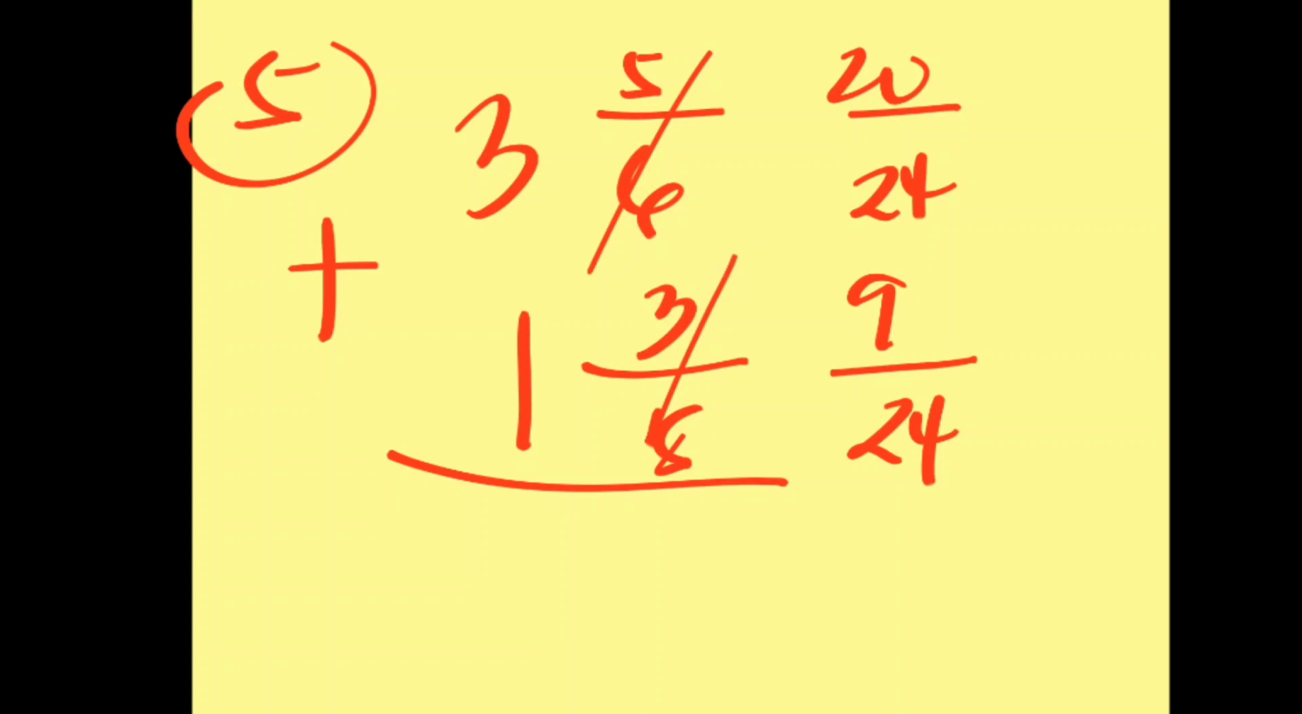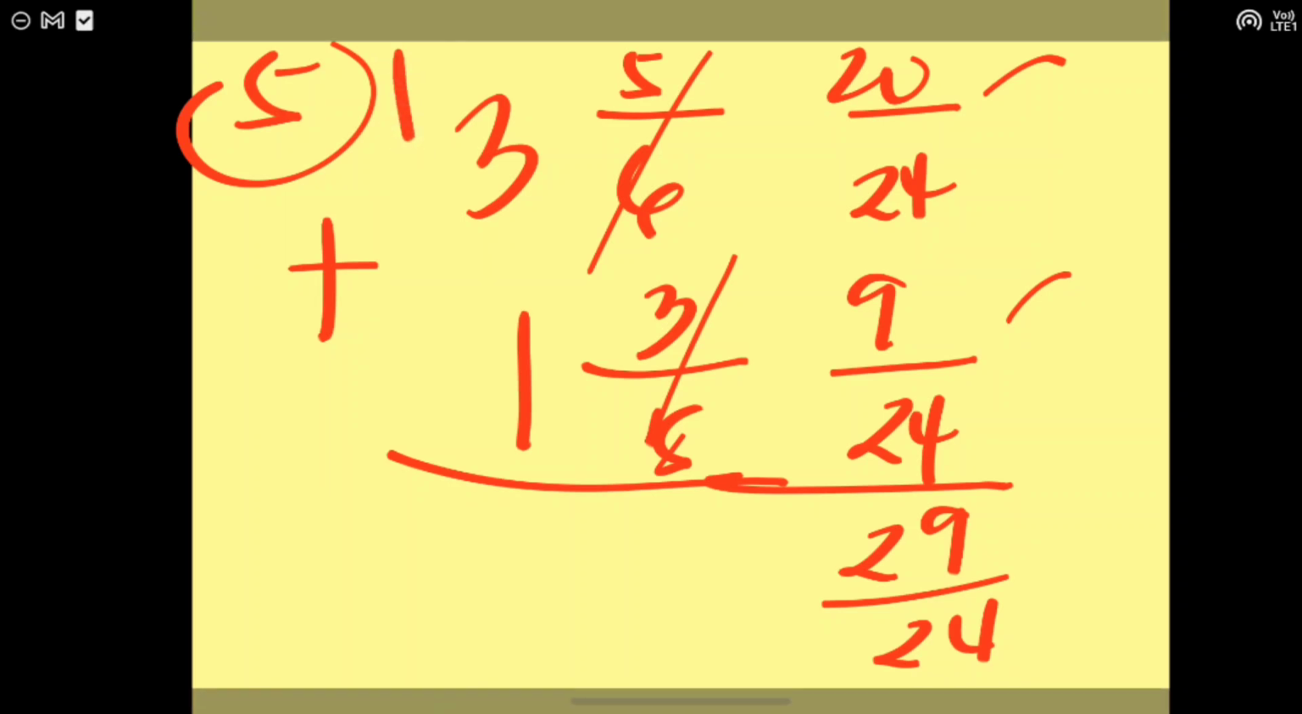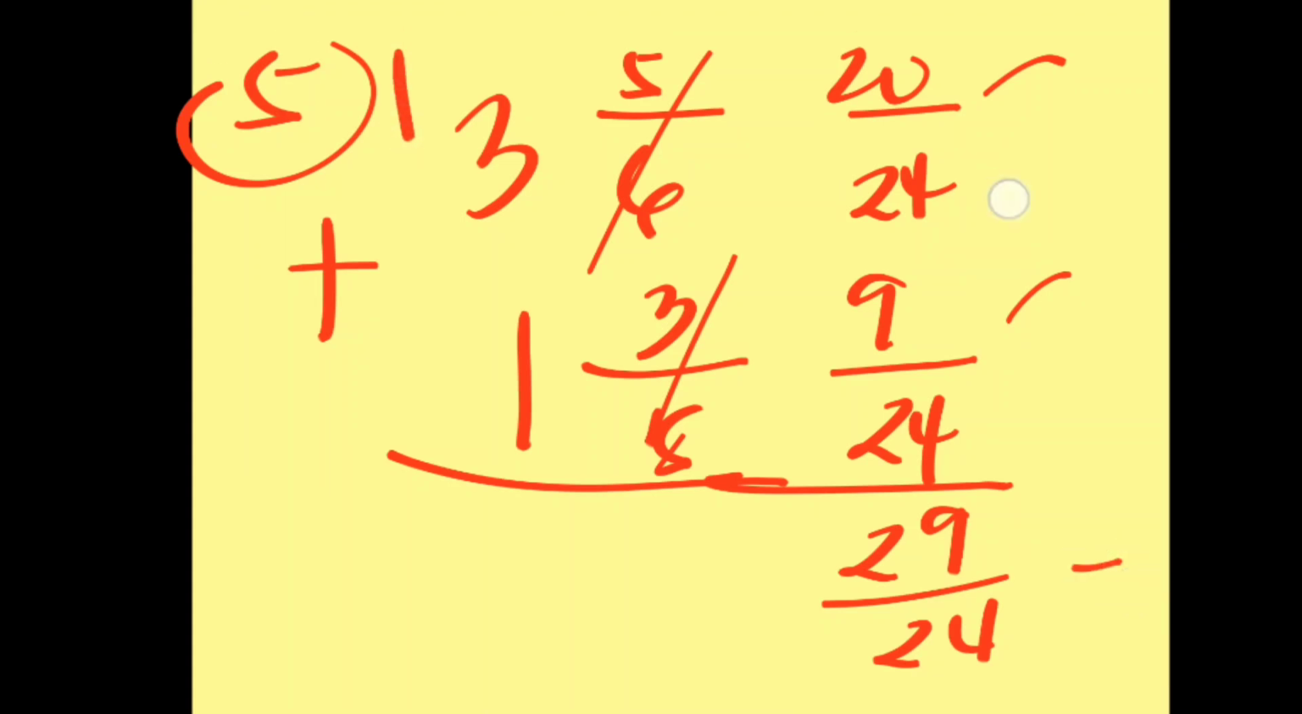We now have similar fractions, so we can easily add them by adding the numerators, which gives 29 over 24. The denominator will be 24. So 29 over 24, you have to convert that into a mixed number. The whole number in the mixed number will be placed here, which is 1. And then the remainder, which is 5, and copy the denominator, which is 24.